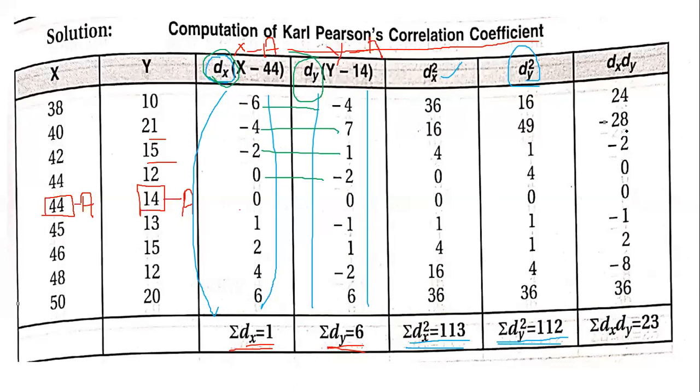Again, be careful with the signs. Minus 2 into minus 1 is minus 2. 0 into minus 2 is 0. 0 into 0 is 0. And so on. You will get all these values when you multiply dx into dy. Add them up, you get the final important value sigma dx dy, which is equal to 23. Okay, so this is your table calculation. Any doubts in the table calculation?